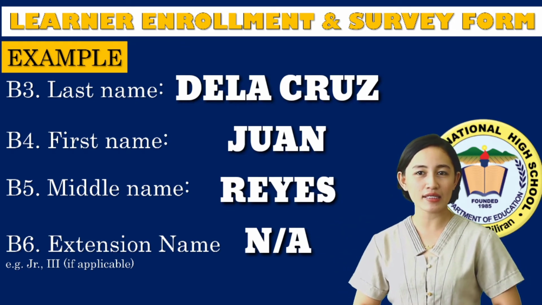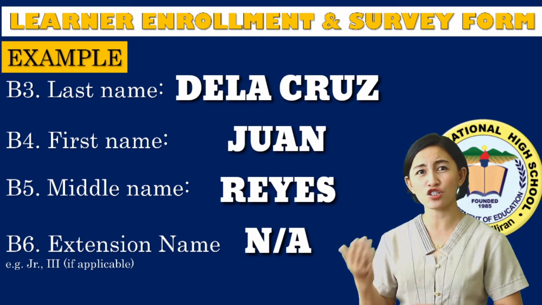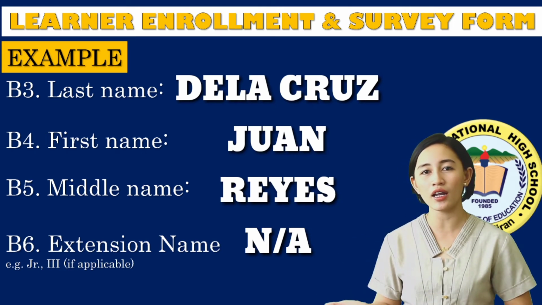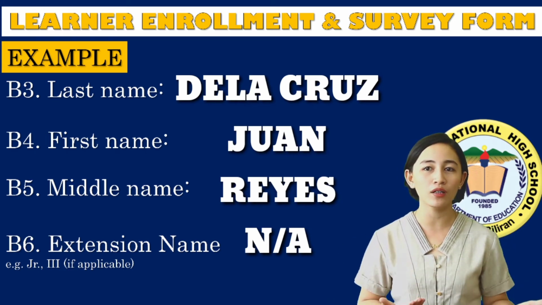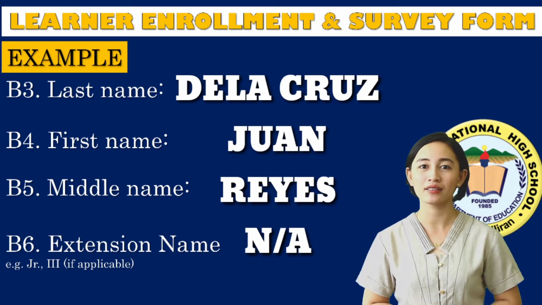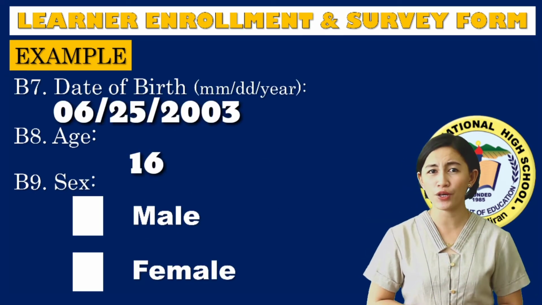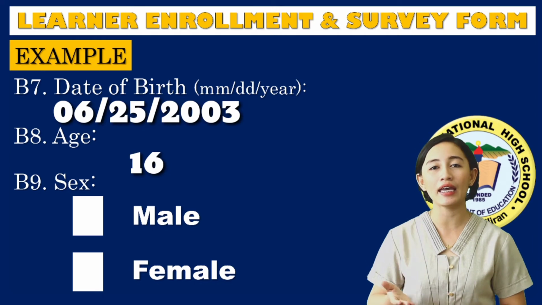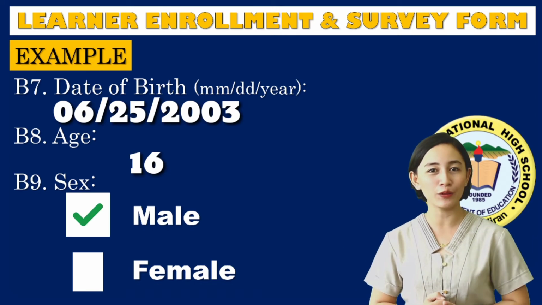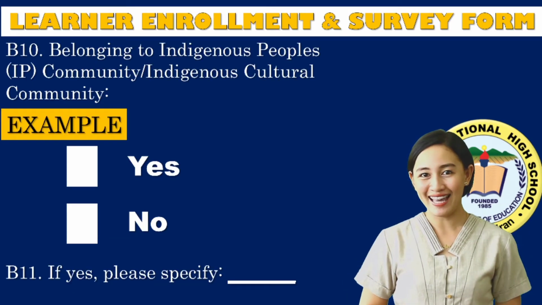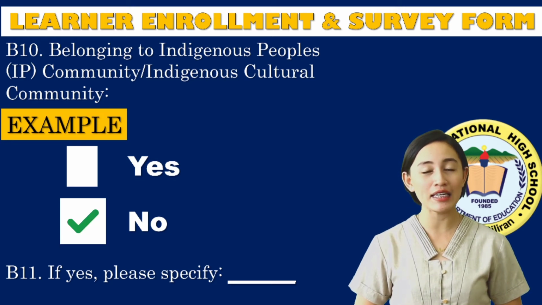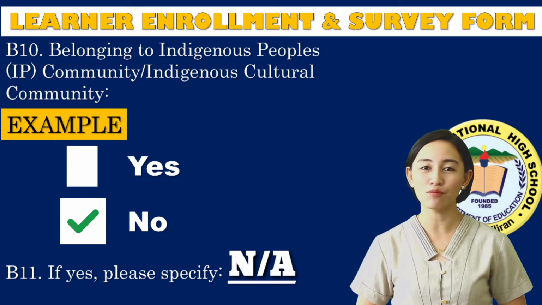Part B6, extension name, extensions like Junior, the third, etc. And then put not applicable or NA or leave it blank. B7, date of birth, B8, age, B9, sex. Please follow the form. For Part B10, examples of indigenous communities or ITAs, Mangyans, and among others.